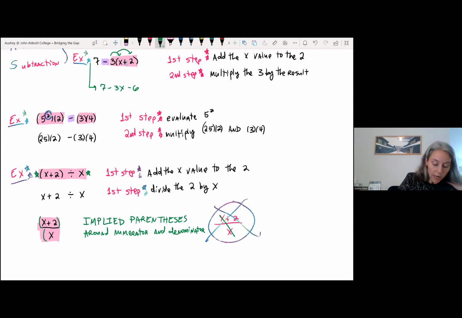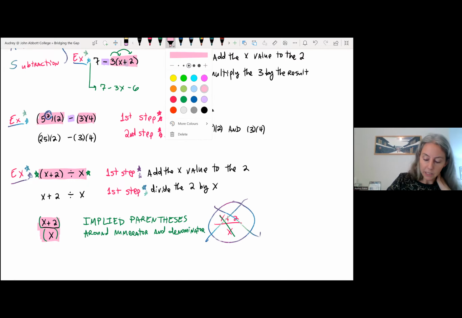So again, our implied parentheses are around the numerator and the denominator. So I don't need them around the denominator in this case. Whether or not they're there, it doesn't change anything because I only have one term. But in the numerator, they are very important. It tells me that my first step is still to add the x value to 2. Now, what about this second one? How would we write that differently?